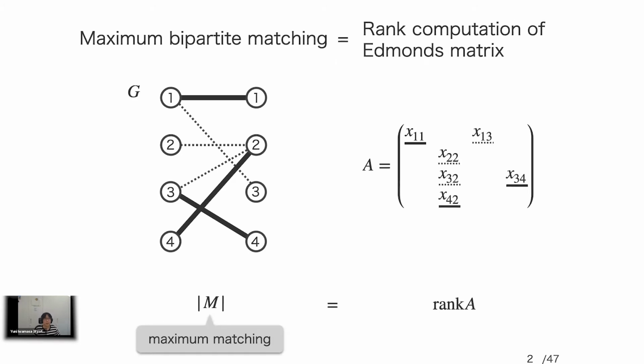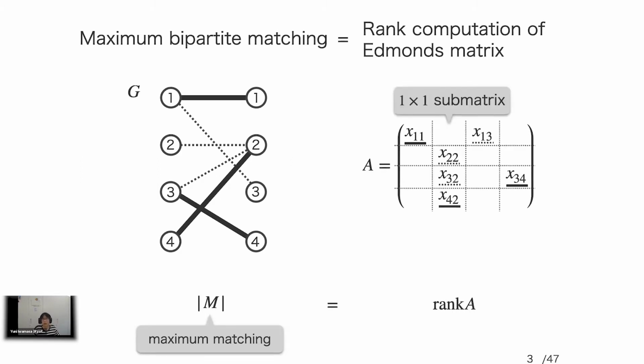Many matching-type combinatorial optimization problems can be formulated as the rank computation of a matrix having variables. The most typical example is maximum bipartite matching. From a bipartite graph G, we naturally construct a matrix A having variables, in which if there is an edge between i and j in G, then the corresponding ij entry of A is x_ij. If there is no edge between i and j, then the corresponding entry is 0. This is called the Edmonds matrix. It is well known that the size of a maximum matching is equal to the rank of this matrix. So this is an algebraic formulation of maximum bipartite matching.